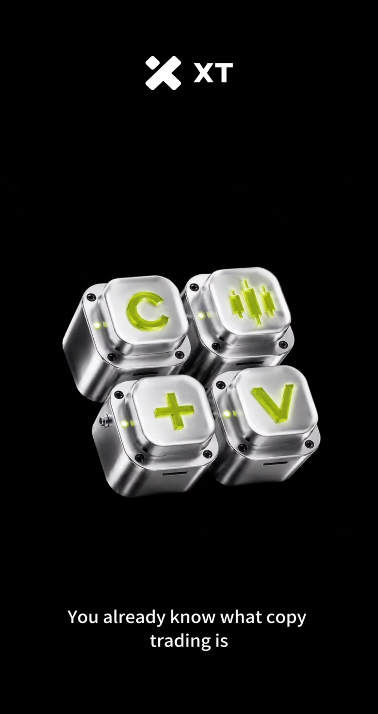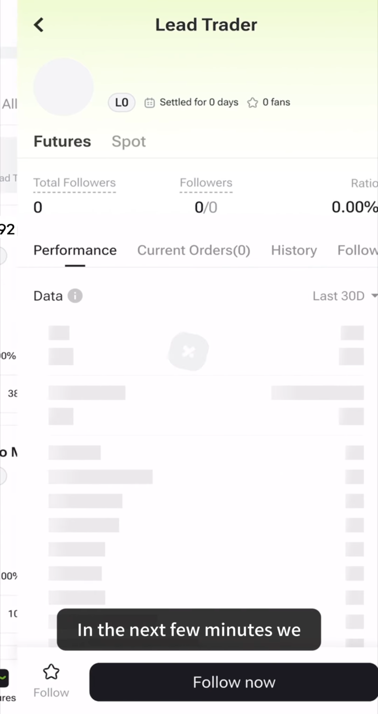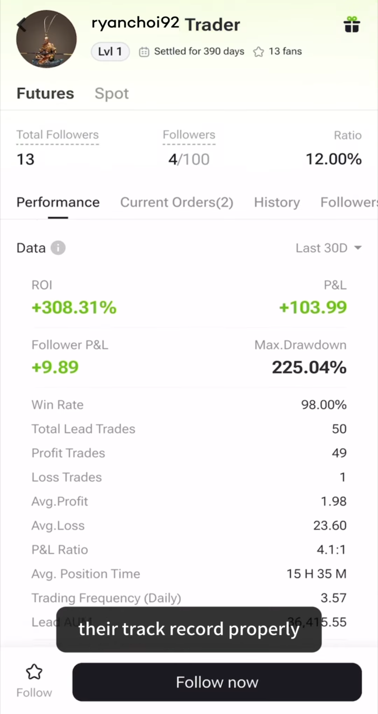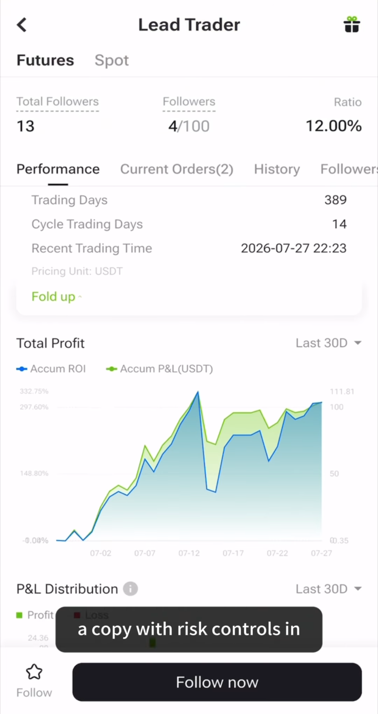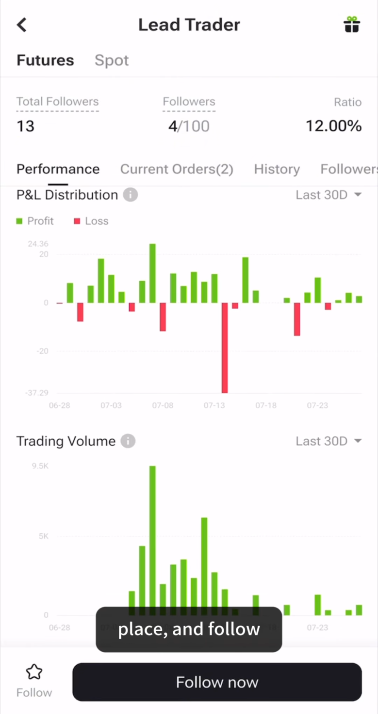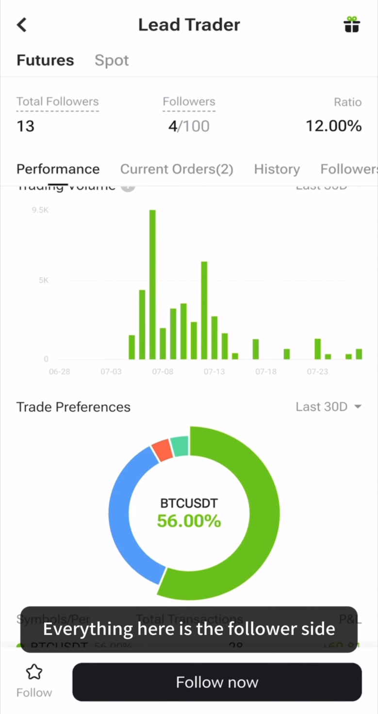You already know what copy trading is. Now let's do it. In the next few minutes, we will find a lead trader, read their track record properly, set up a copy with risk controls in place, and follow. Everything here is the follower side.